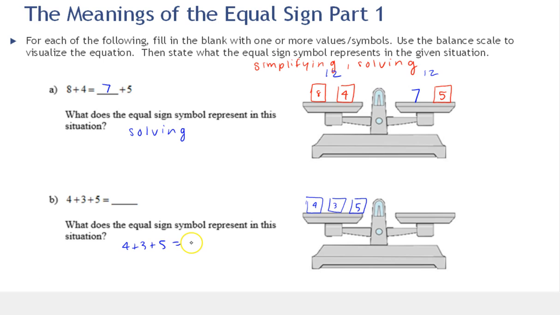You would add the 4 and 3, and I just said solve this. I should say simplify or add. 7 plus 5, and 7 plus 5 is 12. So we will put 12 on this side, and we would say this is simplifying or performing the operations.